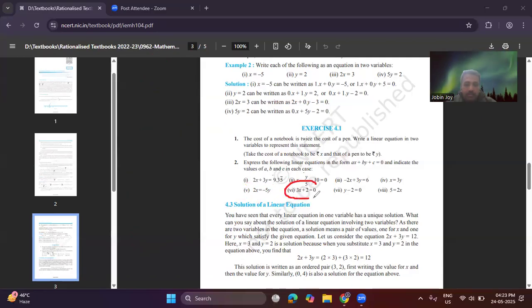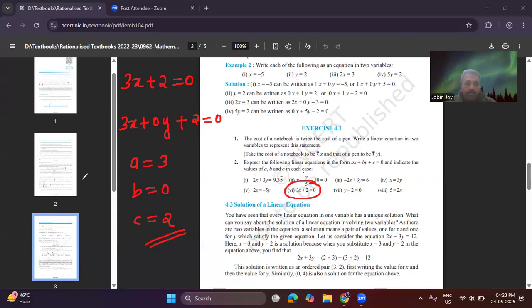Then the next equation is 3x plus 2 equal to 0. So 3x plus, there is no y term, so I can write 0y plus 2 equal to 0. So a equal to 3, b equal to 0, and c is equal to 2.